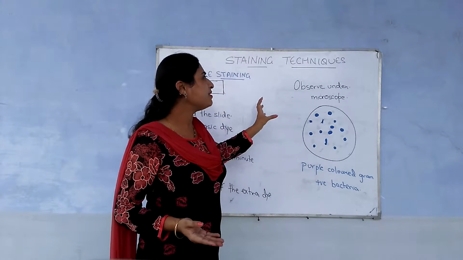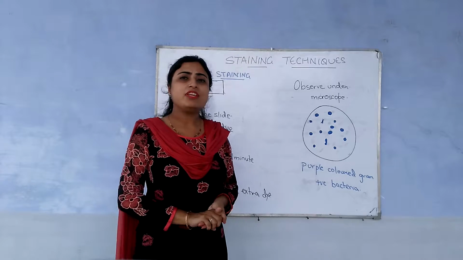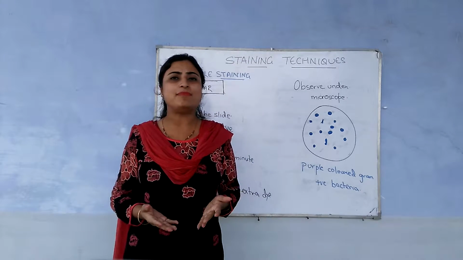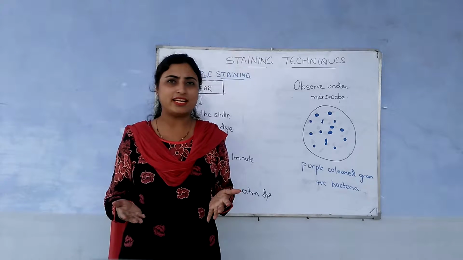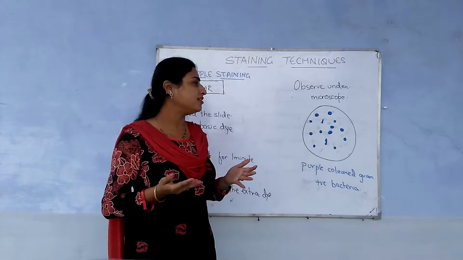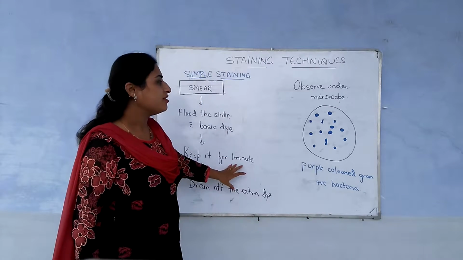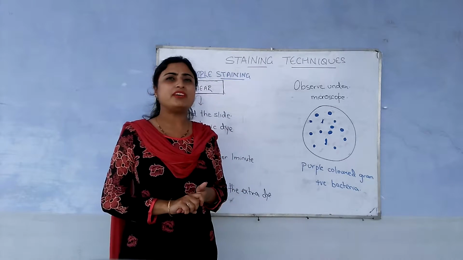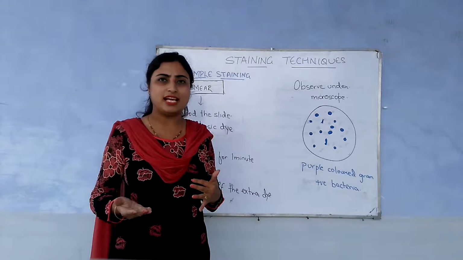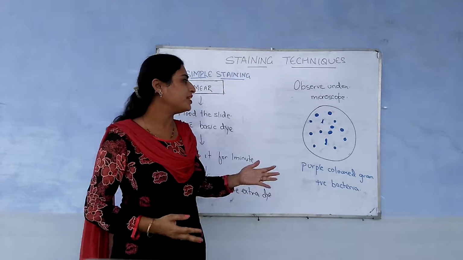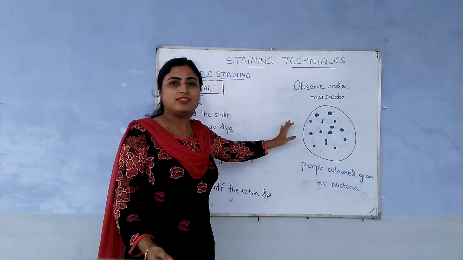Now what is the principle behind this technique? We all know that the cytoplasm of bacteria contains various acidic components like proteins and polysaccharides, and when we stain this slide with basic dyes, the bacterial cytoplasm will retain the basic dye easily because of the presence of acidic components. So the components can be easily stained.